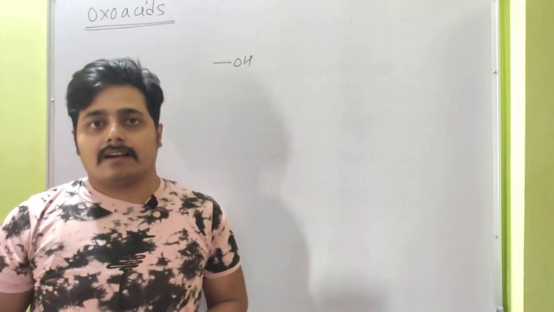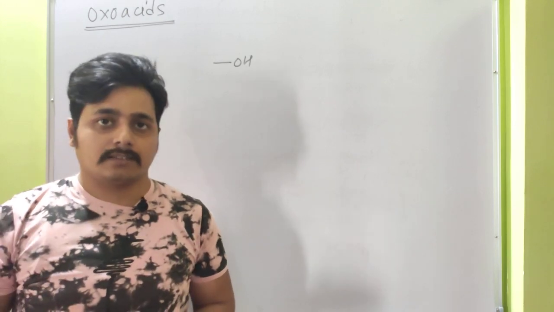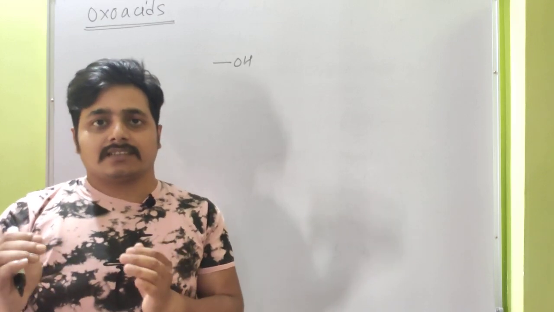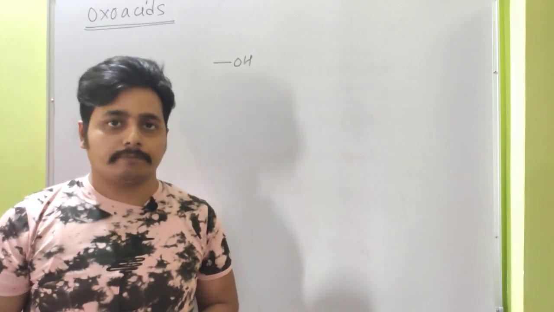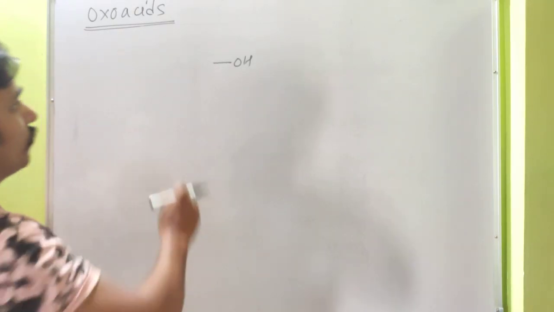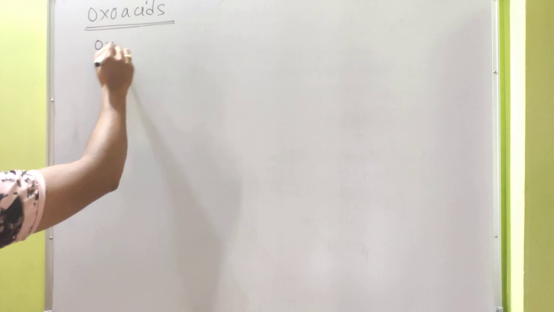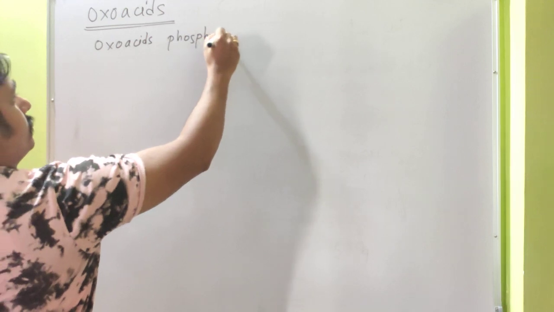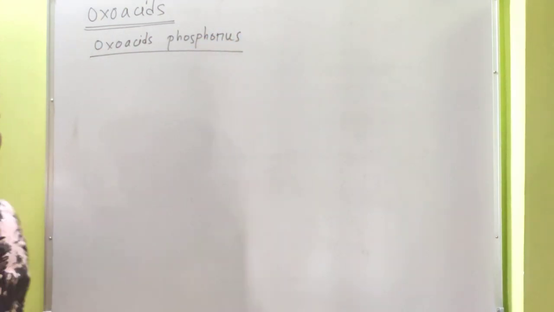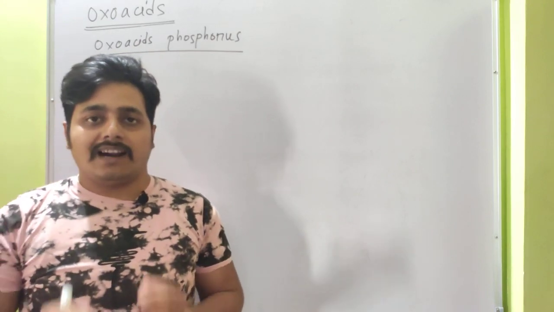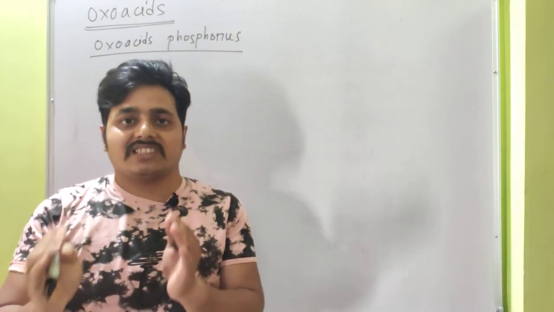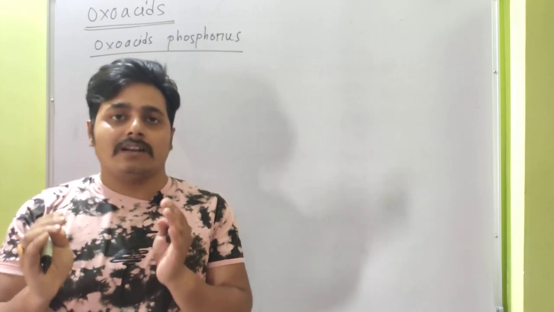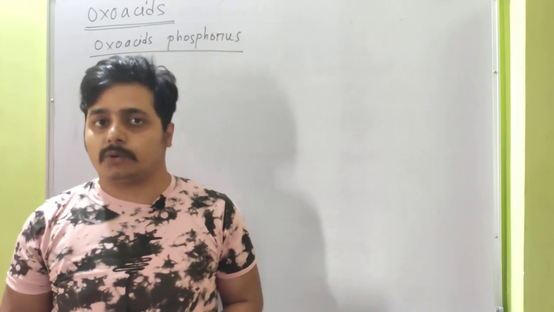So in this lecture, I discuss oxoacids of phosphorus. Oxoacids of sulfur and halogens will be discussed in the next video. So first we learn oxoacids of phosphorus. Phosphorus forms a large number of oxoacids from +1 oxidation state to +5 oxidation state. Now we discuss all the oxoacids formed by phosphorus.